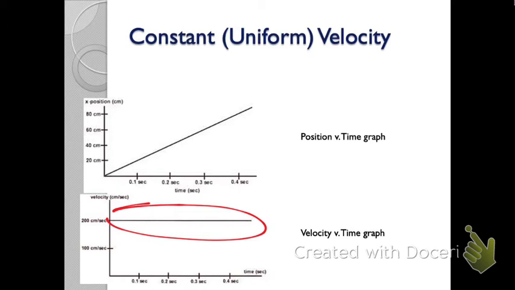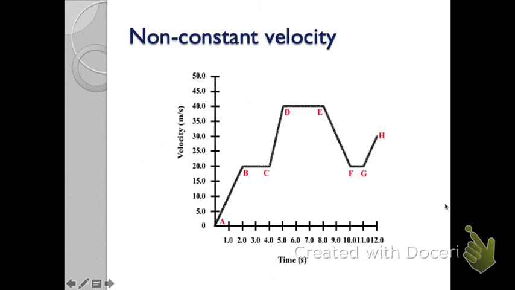So we've got to make sure we're really in tune with what type of graph we are analyzing. Is it position versus time, or is it velocity versus time? Because that changes the way we think about what's happening in the motion. Okay, so today our focus is going to be learning more about velocity versus time graphs. If we've got non-constant velocity, objects that are speeding up and slowing down, it's even more complex motion than before, and it requires a velocity versus time graph.